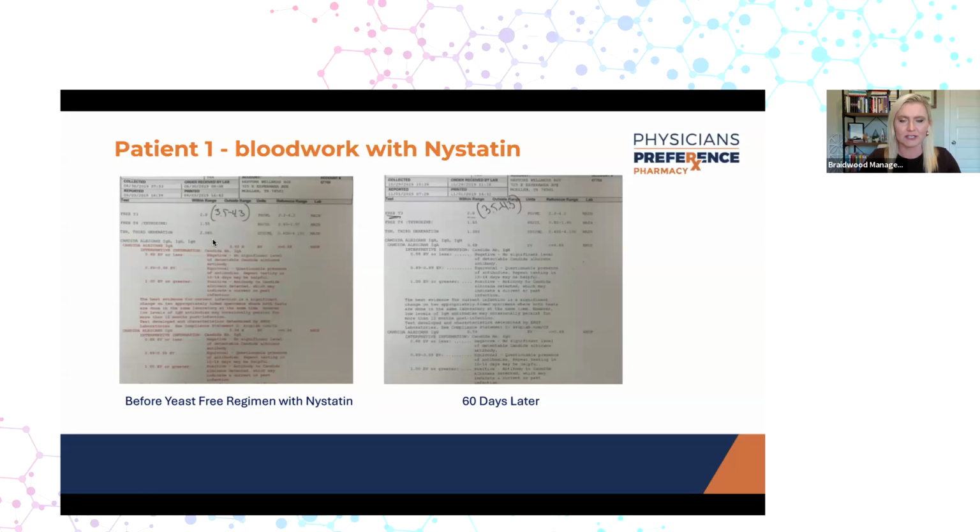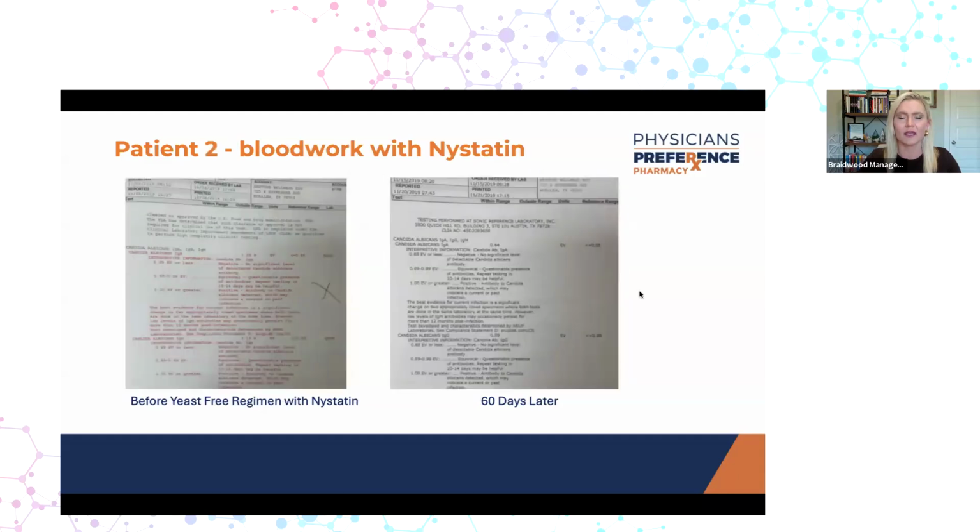Initially this patient, before starting the yeast-free program and before starting our compounded nystatin, comes in with a value of 0.92. And then after 60 days of being on this treatment plan, comes back into range at 0.68 for Candida albicans. Patient 2 shows up initially with a value of 1.26, and after 60 days comes down into range at 0.44.